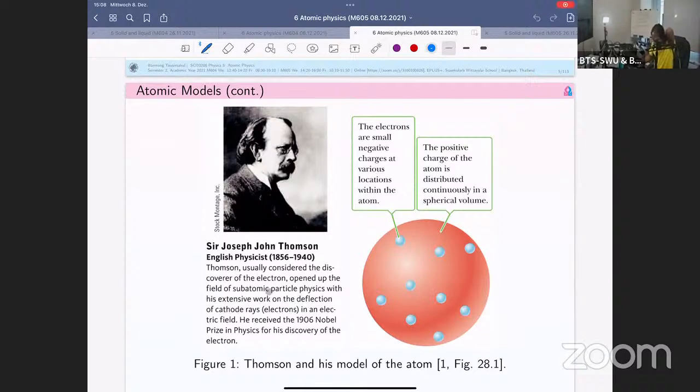Thomson opened up the field of subatomic particle physics with his extensive work on the diffraction of cathode rays in an electric field. He received the Nobel Prize in Physics in 1906 due to the discovery of the electron. It had a great impact, not only on physics, but also on electrical engineering, chemistry, and several other branches of science.